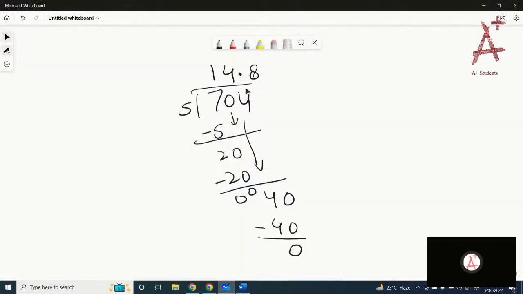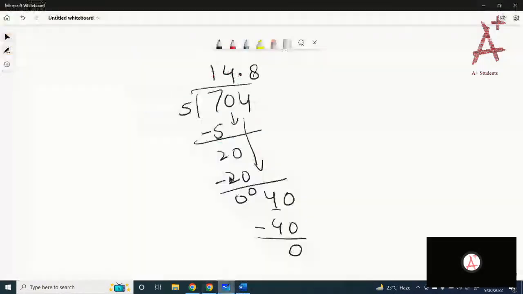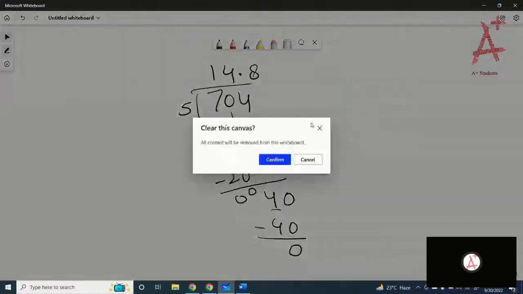Oh, we have to add a 0 over here because we cannot. It is 704 over 5. So yes, it would be 140.8. Got it? Because you have to put a 0 over here because you cannot subtract. You already have one digit. You need to put a decimal point. So it would be 140.8. So select the correct option and move on to the next question.